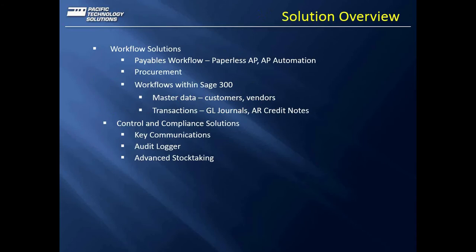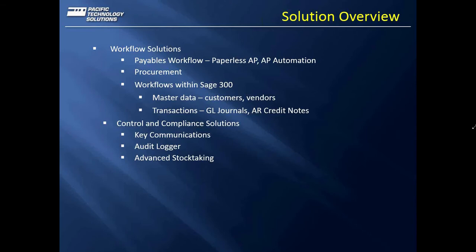Okay, so just a bit of an overview of our solutions, so that you're aware of the different solutions that we have. They fall into two categories. The first category is workflow solutions. Within that, the first one is payables workflow, which is the paperless AP, the invoice approval module. Then we also have a procurement solution, so that's the whole requisitioning and approvals and budget checking process. And then the third module provides workflows within a lot of areas within Sage 300, and I've put a few examples there.